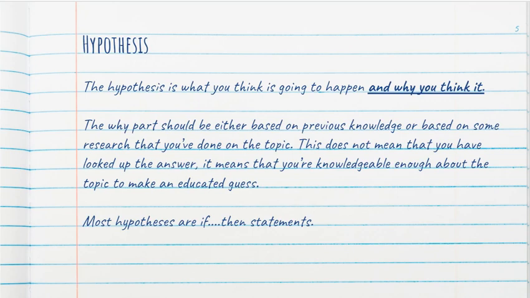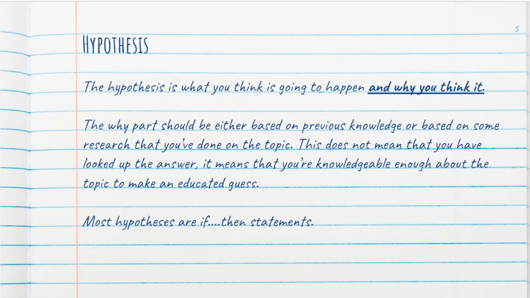Next up is hypothesis. And so this is what you think is going to happen and why. You have to have a reason, either based off of previous knowledge, or if you have no previous knowledge, then you need to do a little bit of research to find out something about it. This does not mean that you know the answer. It does not mean that you're trying to find out the answer before it starts, but it just means you're trying to make an educated guess, okay? And oftentimes they're if-then statements, but you don't always see that. Not in every single area of science do you see that, in upper level science especially.